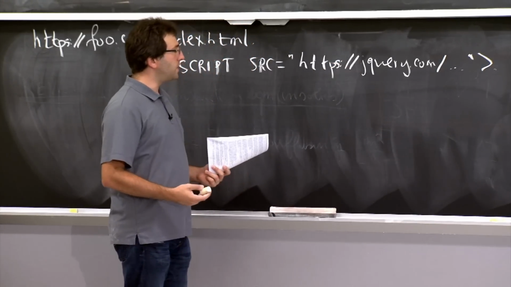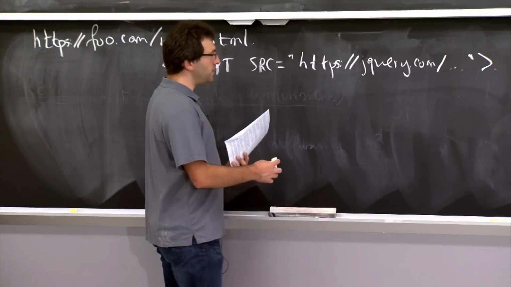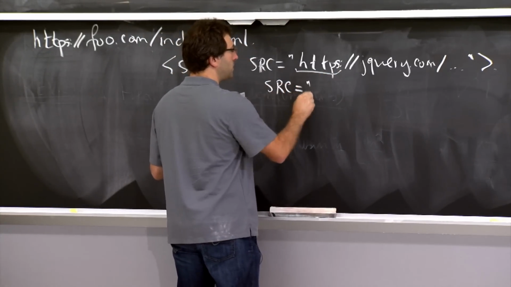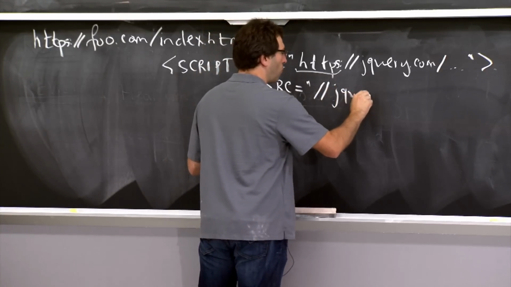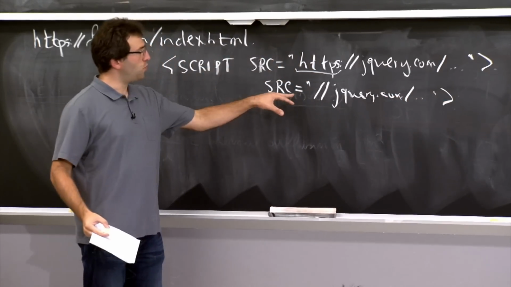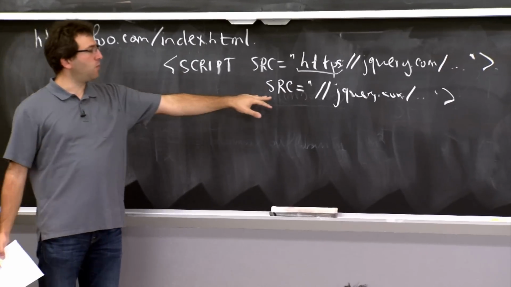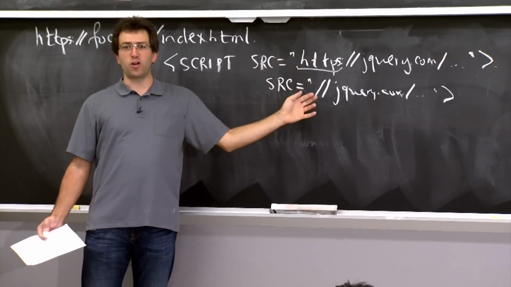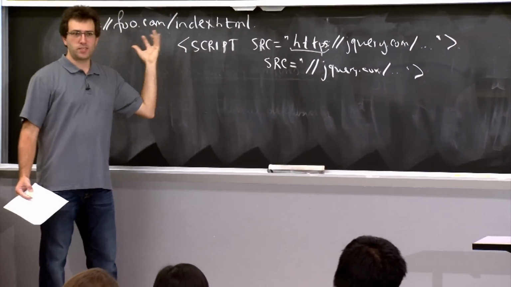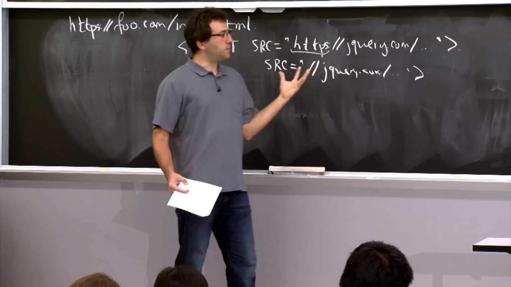Or it turns out that URLs support these origin relative URLs, which means you could omit the HTTPS part and just say image or script source equals //jquery.com/something. What this means is to use whatever URL scheme your own URL came from. So this tag will translate to HTTPS jquery.com if it's on an HTTPS page, and to regular HTTP jquery.com if it's on a non-HTTPS, just regular HTTP URL. So that's one way to avoid this problem.